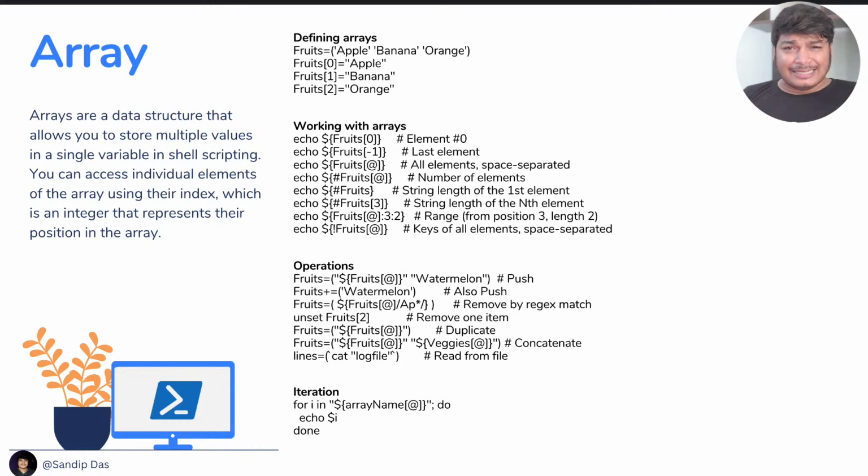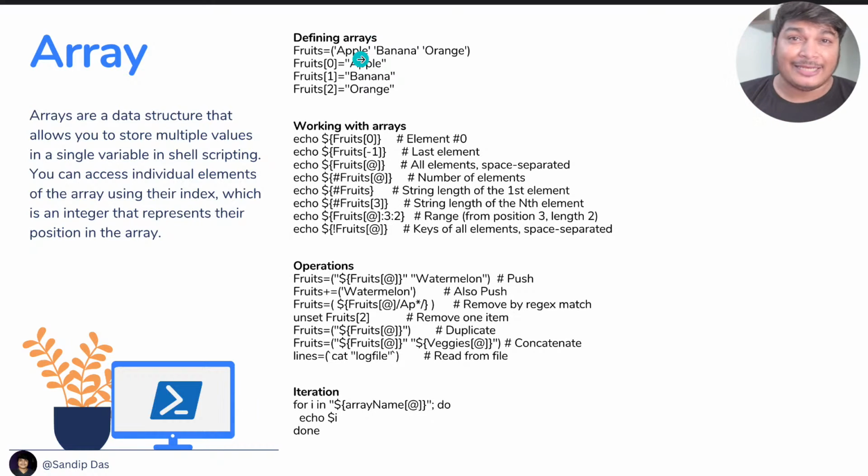So what exactly is an array? Just if you guys are new to programming, arrays are a data structure that allows you to store multiple values in a single variable in shell scripting, and you can access the individual elements of the array by using the index. So for example, in shell script, we can define an array like this. So fruits is equal to parentheses, then apple, banana, orange. These are the various values, man. You can put any values that you like. But an important point here, you have to give the space.